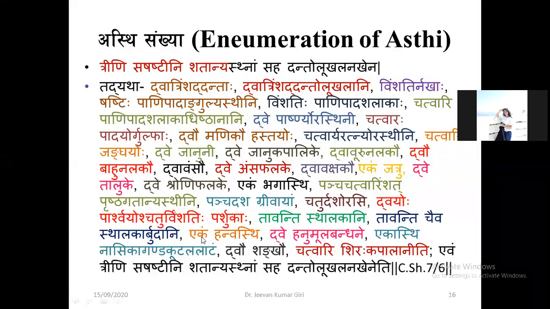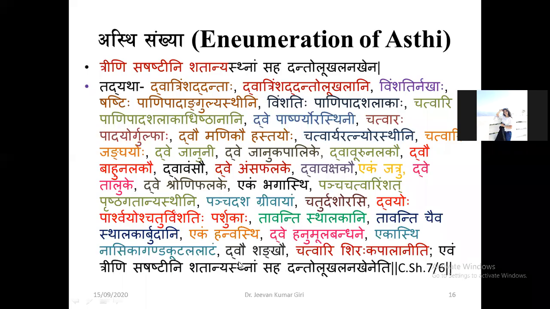Now next see here, Ekam Hanvasti. So just write Hanvasti, give arrow, Ek. Now, Dvave Hanumula Bandhane. Just write Hanumula Bandhana, give arrow and write 2. Okay. Now see, Ekasti Nasika Ganda Kuta Lalatam. So there is one bone in the Nasika, Ganda, Kuta and Lalata. Just write Nasika, Ganda, Kuta, Lalata, give arrow and write 1.